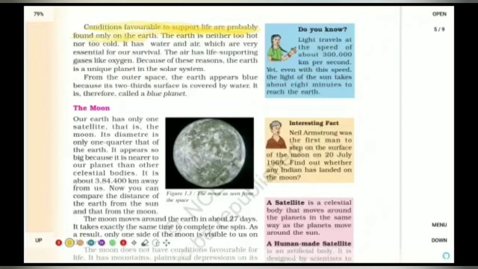The Earth is neither too hot nor too cold, right? Take Mercury, it's extremely hot as it's very near to the sun. Take Neptune, it's too far from the sun, so it's extremely cold. No human life can survive there.